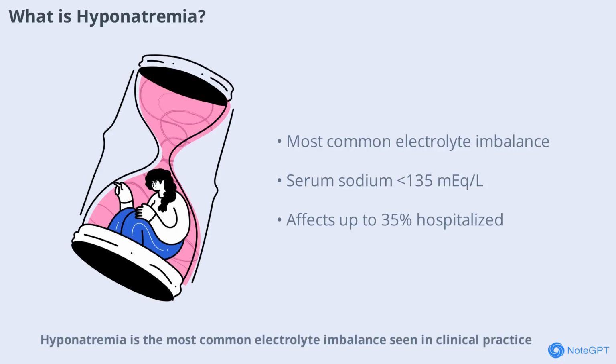Hyponatremia is the most common electrolyte imbalance seen in clinical practice. It affects about 5% of the general adult population and can impact up to 35% of hospitalized patients. This condition is defined by serum sodium concentration below 135 mEq/L, most often resulting from water retention rather than sodium loss. Understanding hyponatremia is crucial because its symptoms can range from mild and barely noticeable to severe and life-threatening.